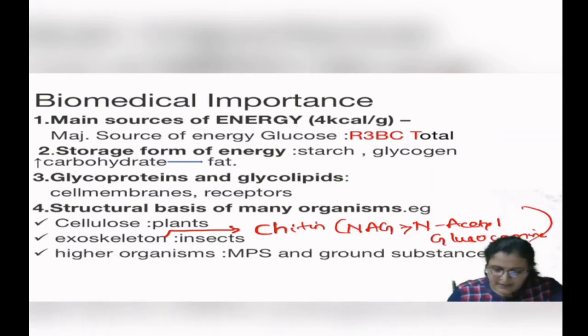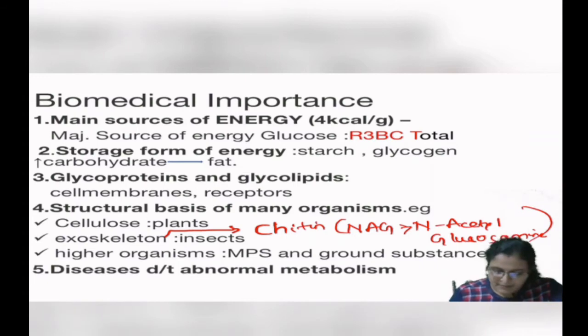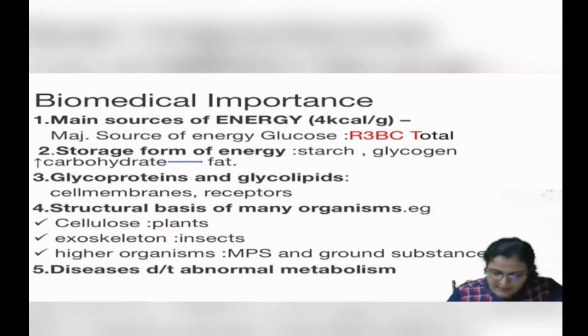Then in higher organisms, it is present as mucopolysaccharide and ground substances. Then coming to the diseases due to abnormal metabolism of carbohydrate. The most common disease is diabetes mellitus. DM is diabetes mellitus.